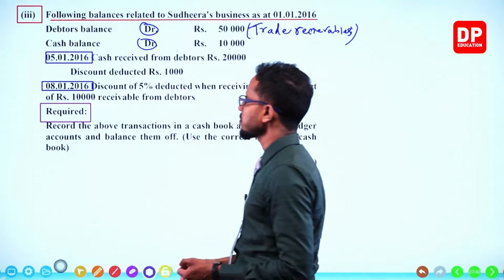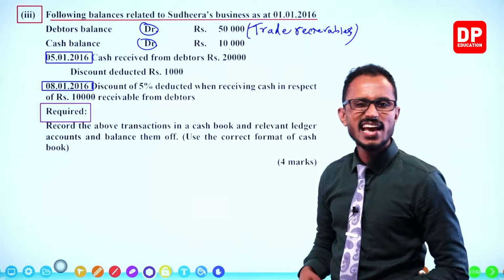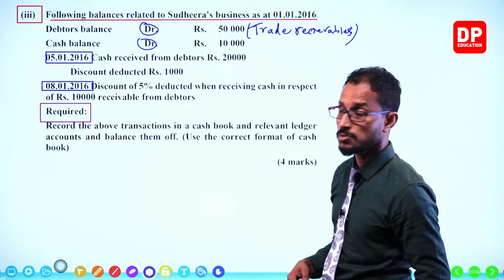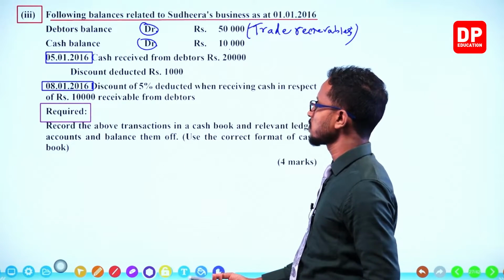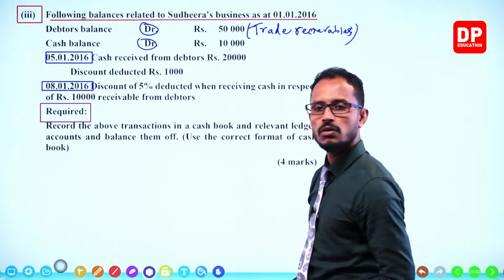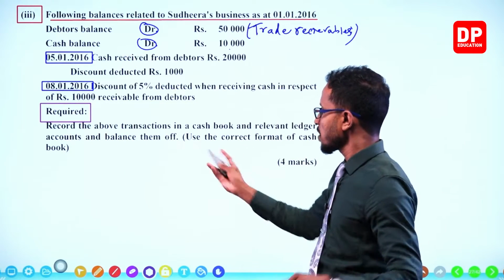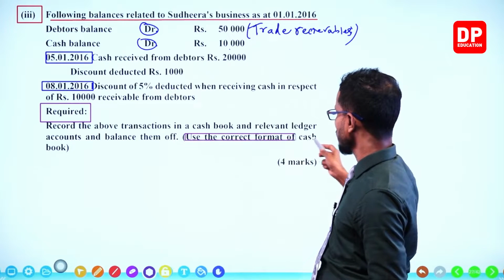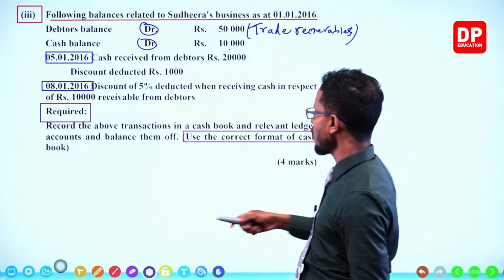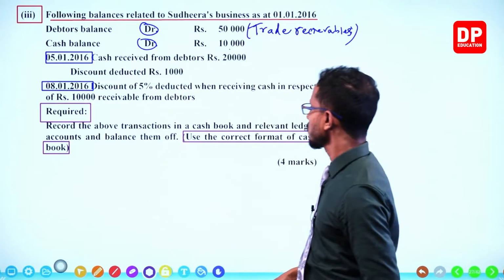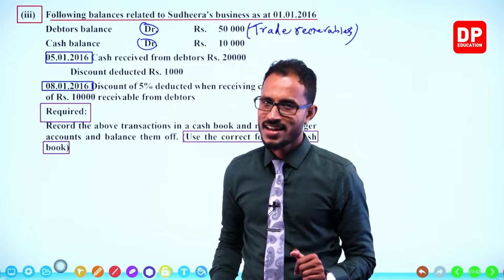The required part. Record the above transactions in a cash book. Simple cash book. And relevant ledger accounts too. Balance them off. Use the correct format. This is important. Use the correct format of the cash book. That means you can't draw a T format.